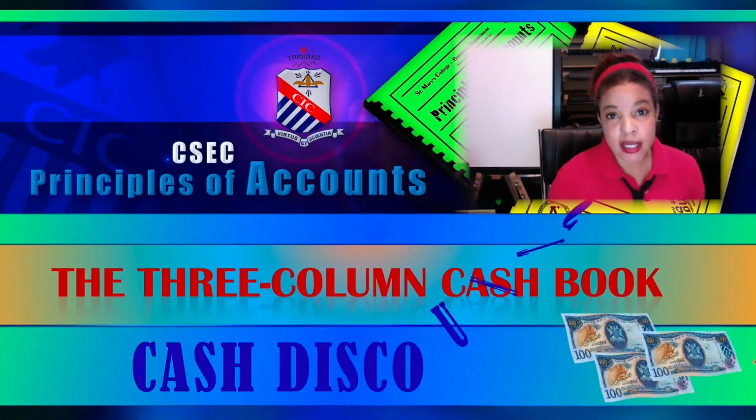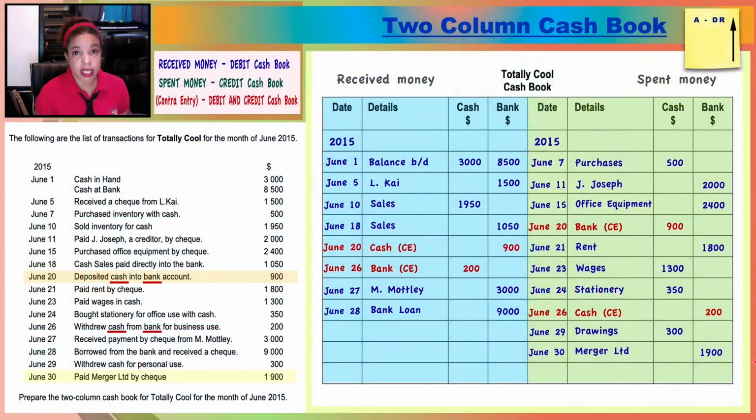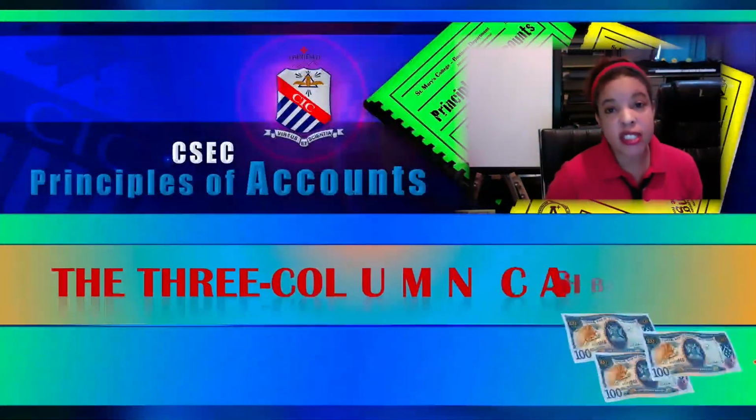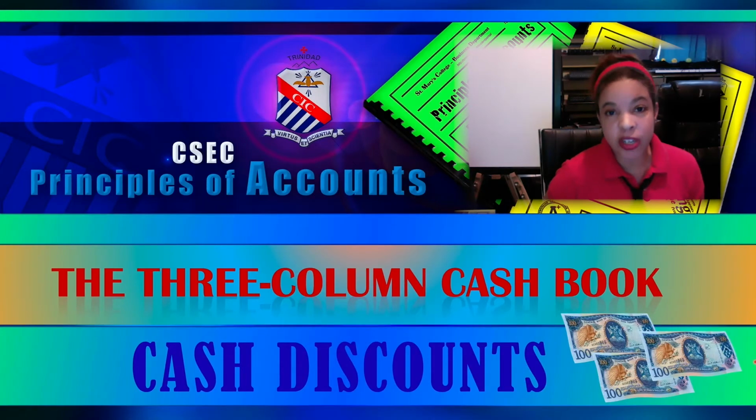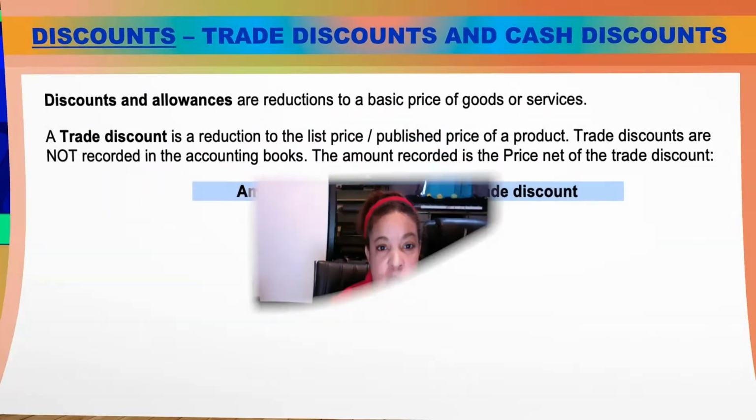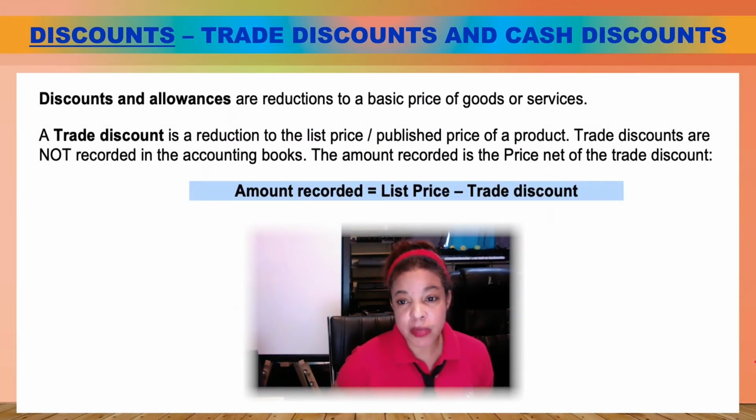Okay, so in our last lesson, we did the two-column cash book, where we just had the cash account and the bank account. What we are going to go into now is the three-column cash book, which is the cash book that you have to know. And the third column, what brings it up to three columns, would be cash discounts. So we have discounts. Discounts are reductions in the basic price of goods or services.